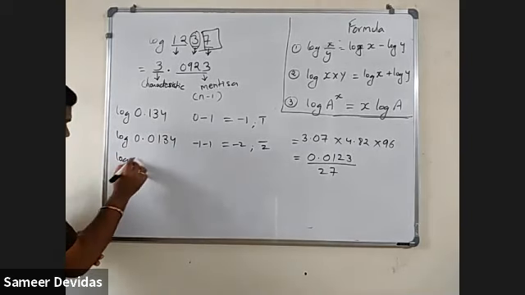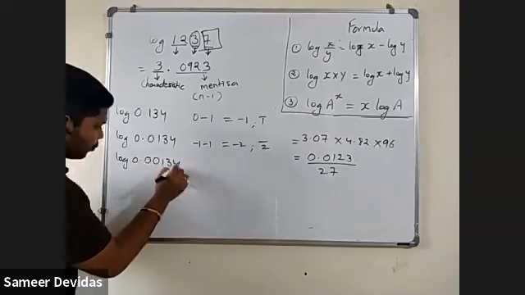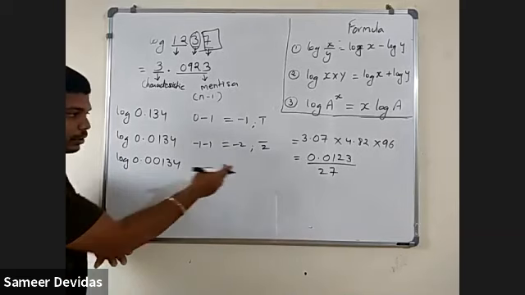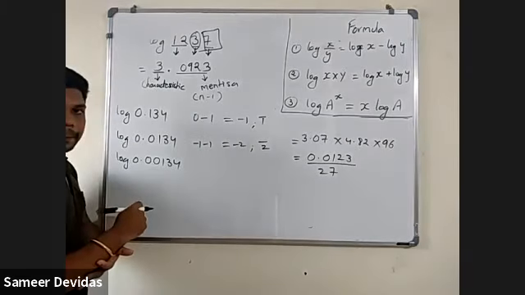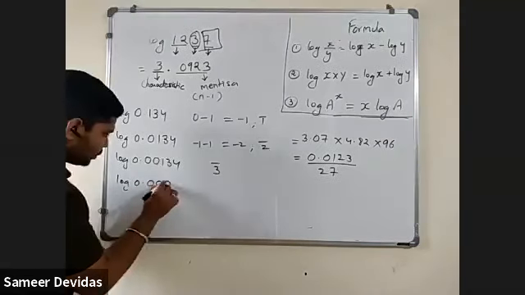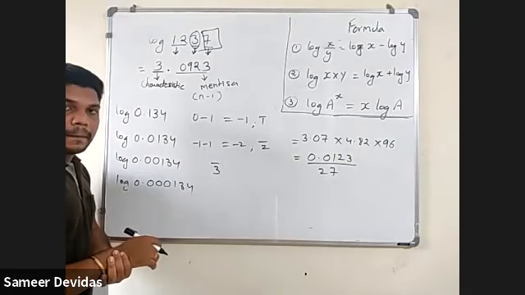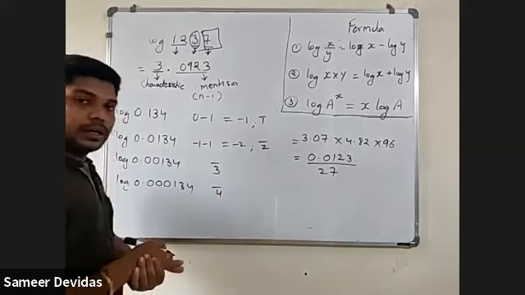Same here, log 0.00134. See here, 2 zeros are there after the decimal. Answer is what? Minus 3. Log 0.000134. Answer is what? Minus 4. Minus 4, sir. Minus 4.